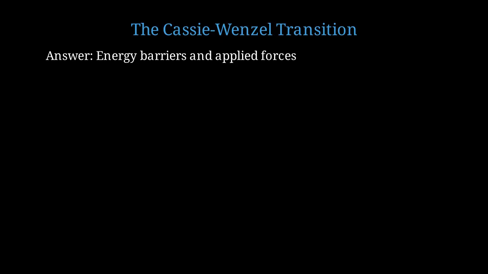Here's the million-dollar question. What causes a droplet to transition from the Cassie state to the Wenzel state, or vice versa? The answer involves energy barriers and applied forces. The Cassie state is often metastable, meaning it's stable but not the absolute lowest energy state.